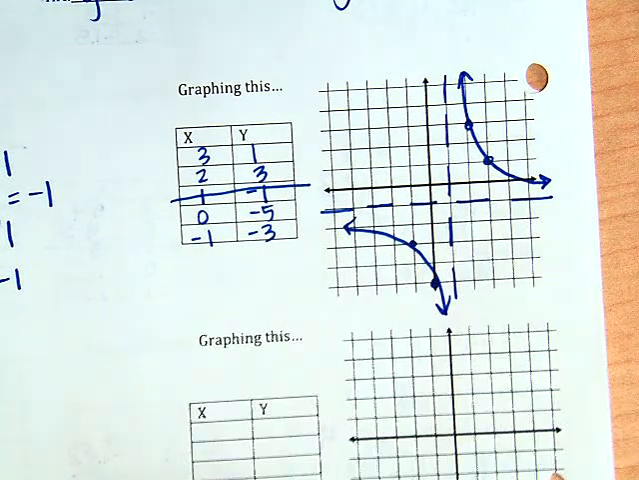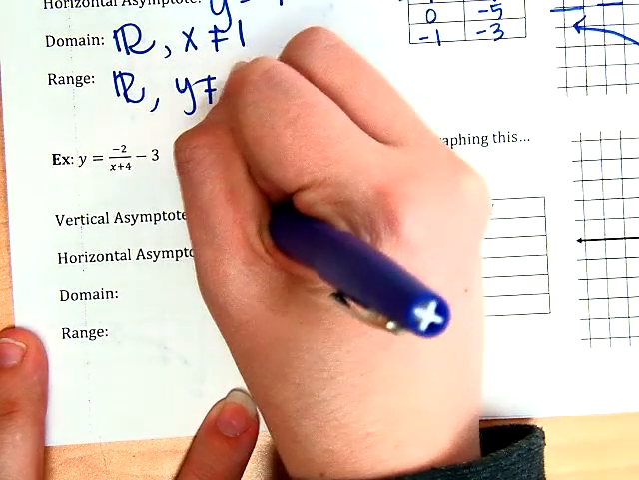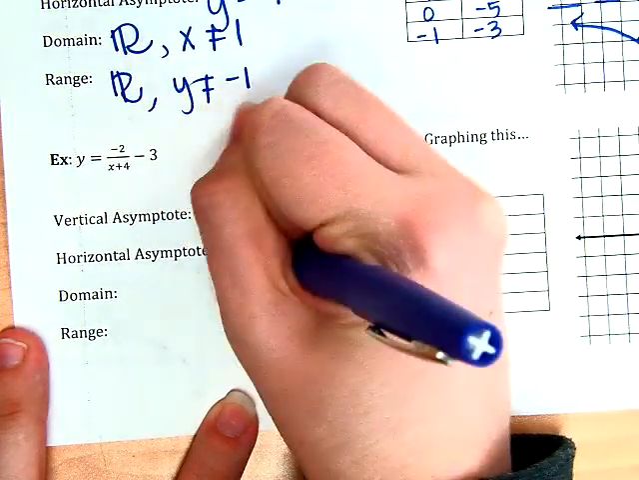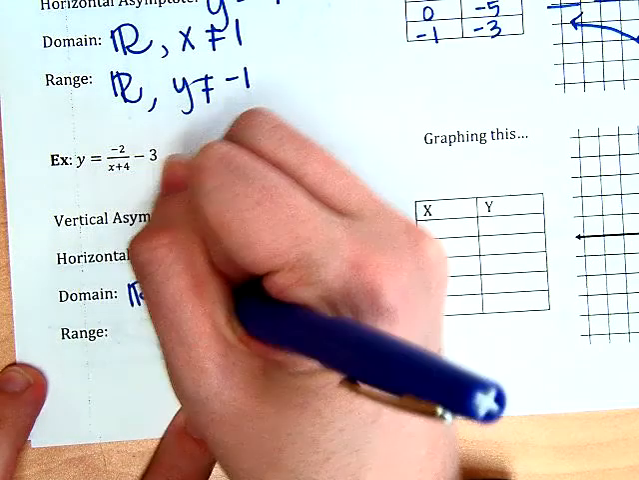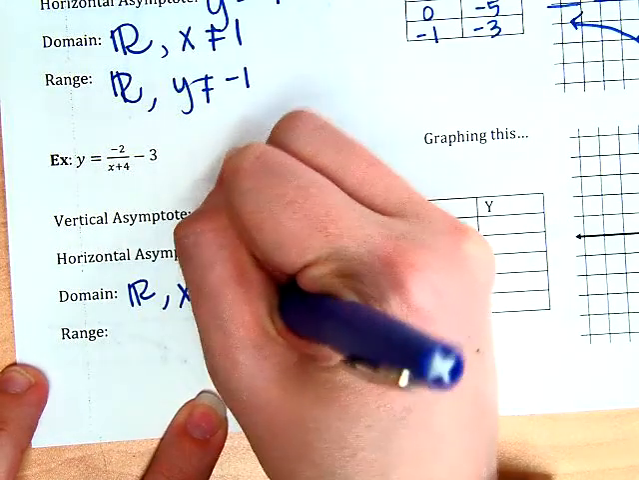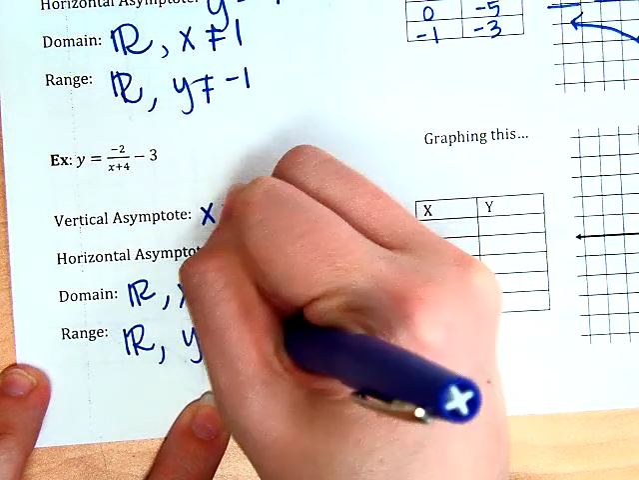Let's do one more example. For this one, my vertical asymptote this time is -4. Horizontal is the outside number, -3. Domain and range, still that same thing. All real numbers except x cannot be -4. All real numbers, y cannot be -3.